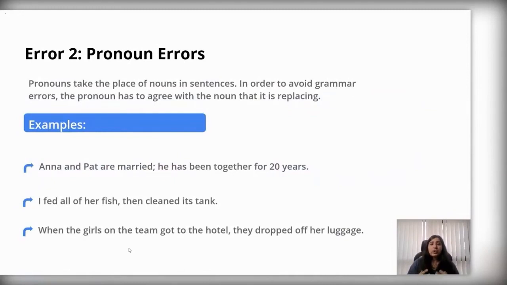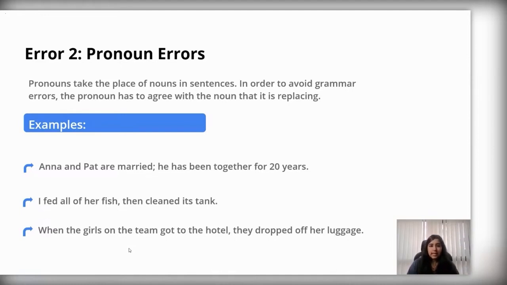Okay, so let's just do a little recap about what pronouns are. Pronouns basically take the place of nouns in sentences. All right, so in order to avoid grammar errors, the pronoun has to agree with the noun that it's replacing. All right, sounds a little theoretical. Let's just look at it practically.